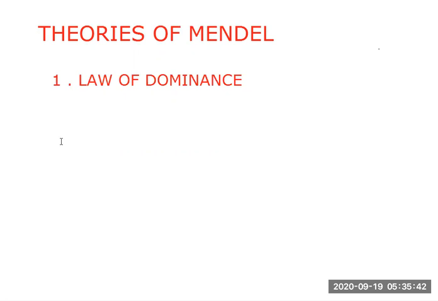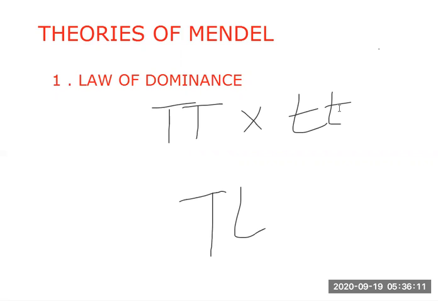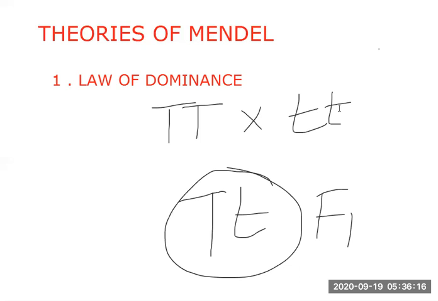What is the law of dominance? It is explained by Mendel based upon the monohybrid cross. We applied it in many ways later, but we can explain it based on the monohybrid cross. When we crossed a pure tall plant with a pure dwarf plant, what happened? We obtain only tall plants in the F1 generation.